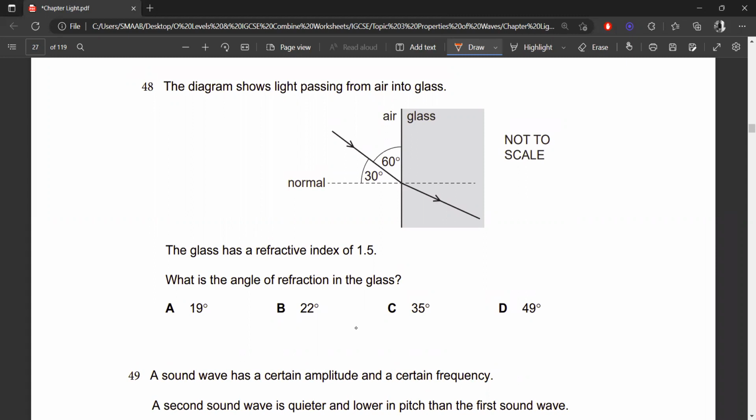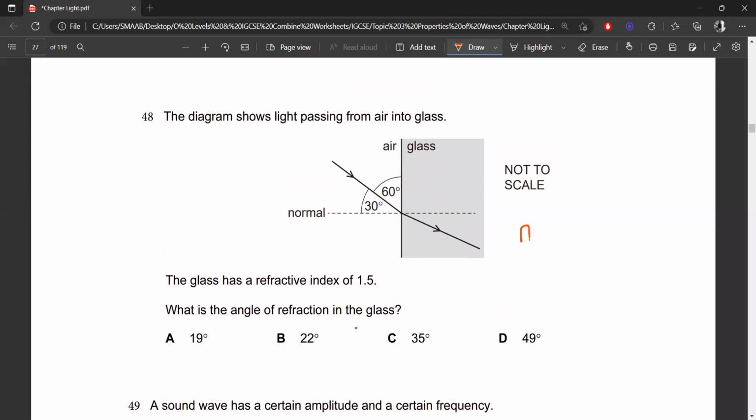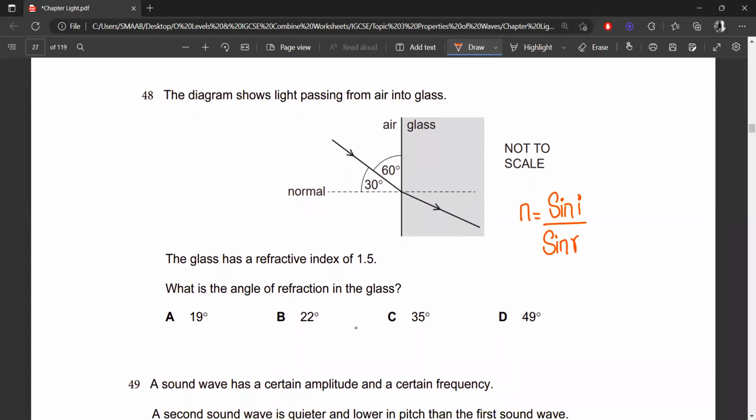So now you have to use the formula to calculate the angle of refraction. What is the formula to calculate angle of refraction? Because they are talking about the refractive index, we use the same formula for refractive index. n is equal to sine incidence over sine refraction. And we already have the value of refractive index, that is 1.5.